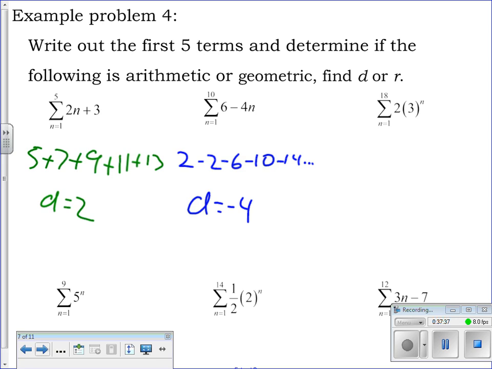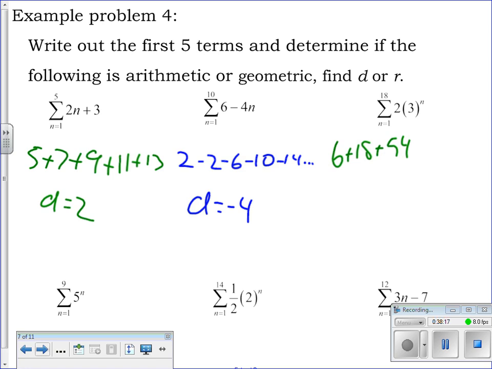Okay. Next one's a little trickier, I will admit. Thank God you don't have to do the first 18. You only have to do the first 5. Put in 1 for n. 3 to the first is 3 times 2 gives me 6. 3 squared is 9 times 2 is 18. 3 cubed is 27 times 2 is 54. 3 to the 4th is 81 times 2 is 162.